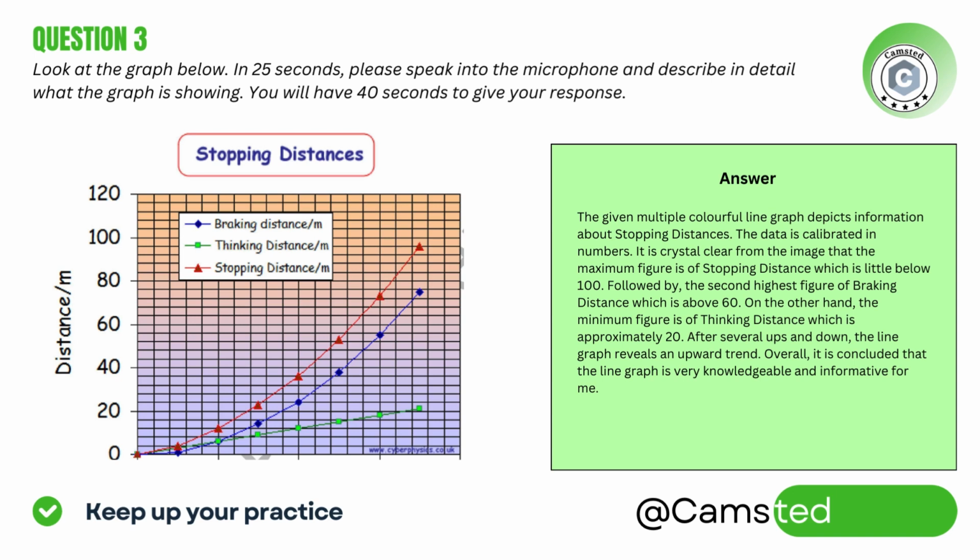On the other hand, the minimum figure is of thinking distance, which is approximately 20. After several ups and downs, the line graph reveals an upward trend. Overall, it is concluded that the line graph is very knowledgeable and informative for me.